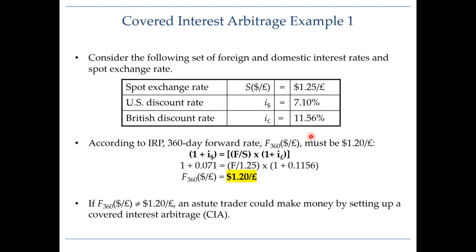So let's use a simple example to see how covered interest arbitrage works. We have the spot exchange rate given to us, which is $1.25 per pound in this case. We have a US interest rate, and we have a British interest rate. So if you plug these numbers into the interest rate parity equation, we get a forward rate of $1.20 per pound. What this means is for interest rate parity to hold, the forward rate needs to be $1.20. If the actual forward rate happens to be anything other than $1.20, then we have a covered interest arbitrage opportunity, and traders can make money. In other words, they can make risk-less profit.